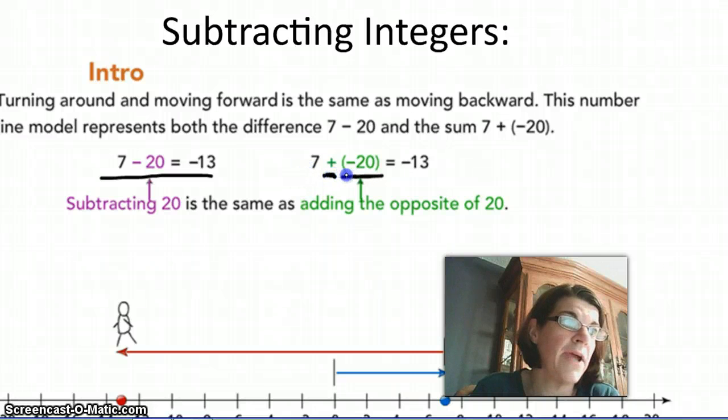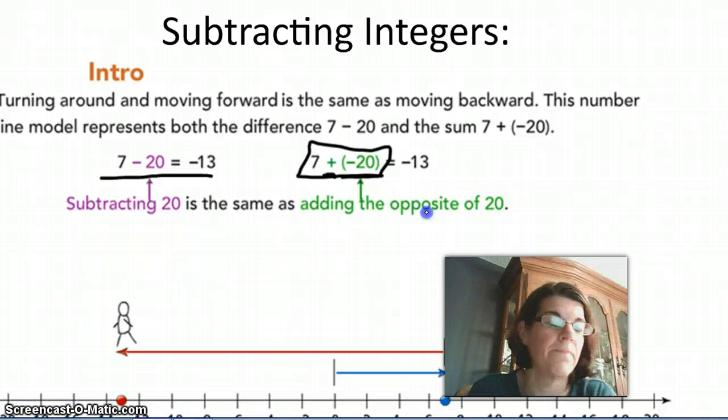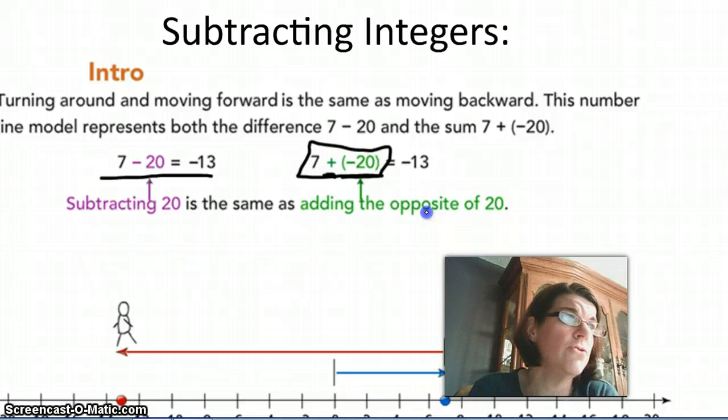So now we can follow our adding integer rules that we used in the last bunch of videos, and we have a positive 7 and a negative 20, so we subtract. 20 minus 7 is 13, and we keep the sign of the larger absolute value. 20 is the larger absolute value, so we keep it negative. So you can use a number line for the smaller problems, and use your integer rules for the bigger problems.